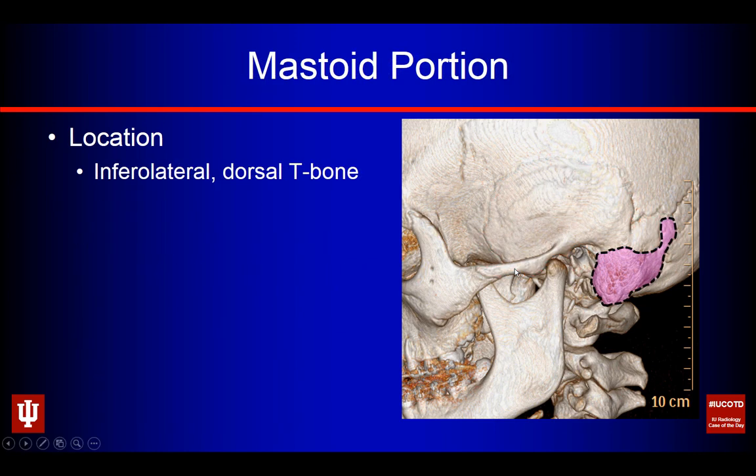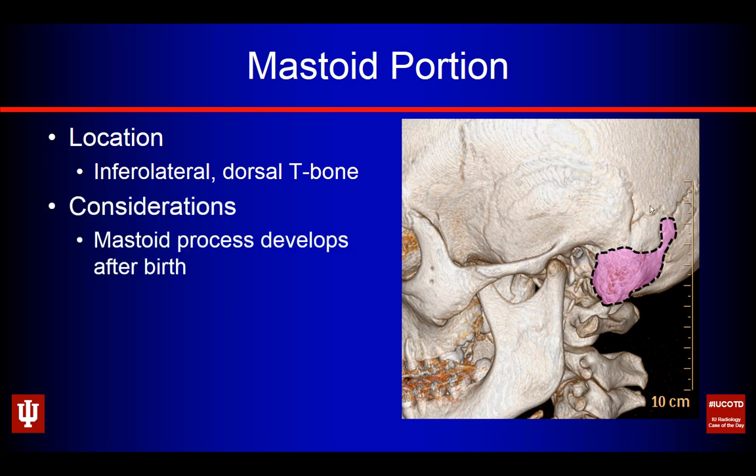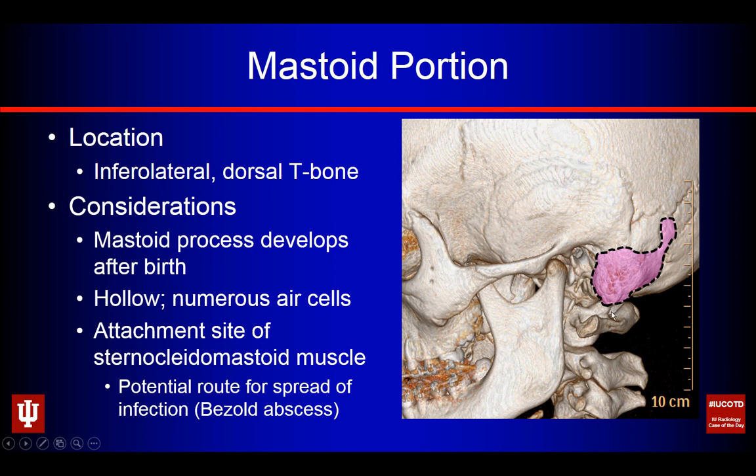Next is the mastoid portion. This is the inferolateral or dorsal portion of the temporal bone. And this is something that develops, this mastoid process that develops really postnatally. It's very hollow, it's full of numerous air cells. This is sort of a light area of the calvarium, as it were. It serves as the attachment point of the sternocleidomastoid muscle.